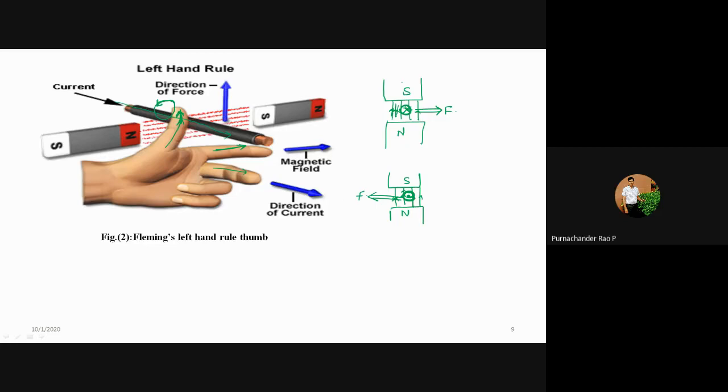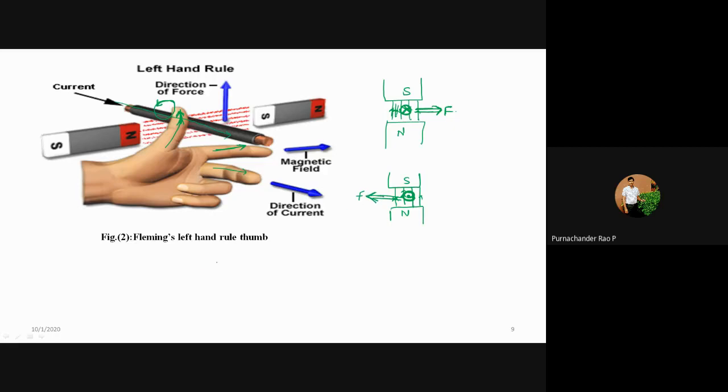Just see the difference between the first case and the second case. In the first case, the conductor is carrying the current into the plane, and therefore the flux developed is in the clockwise direction. Now the magnetic field is kept constant, but the direction of the current in the conductor I am changing, and therefore the direction of your force is reversed.